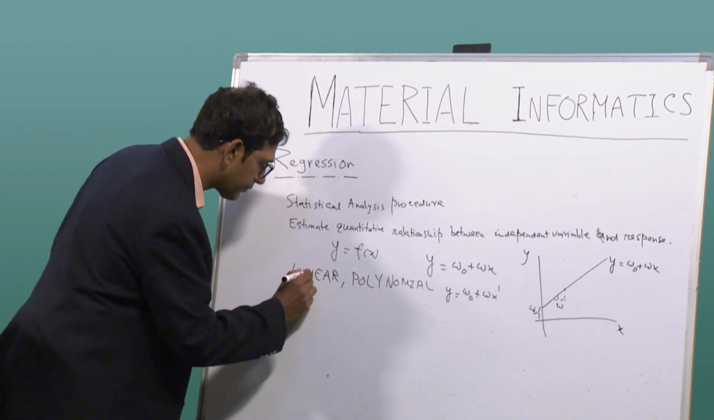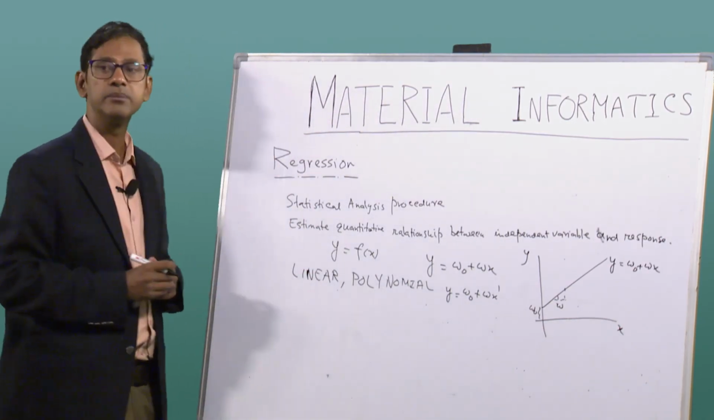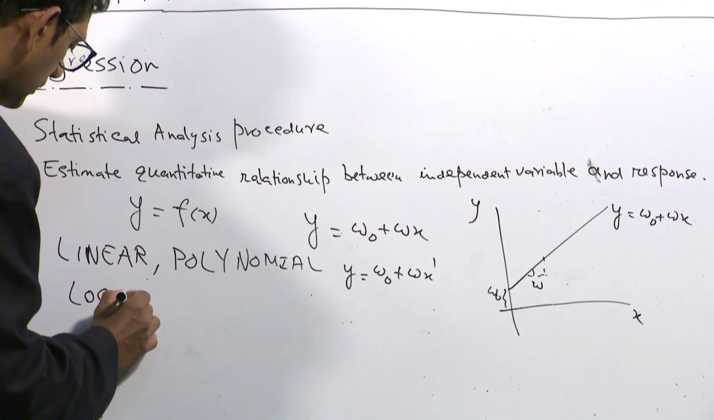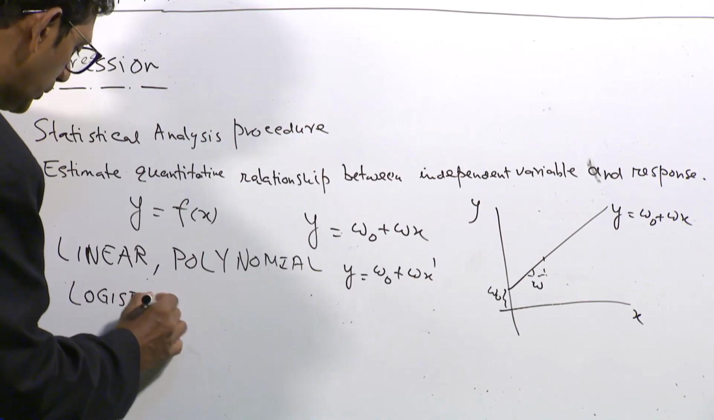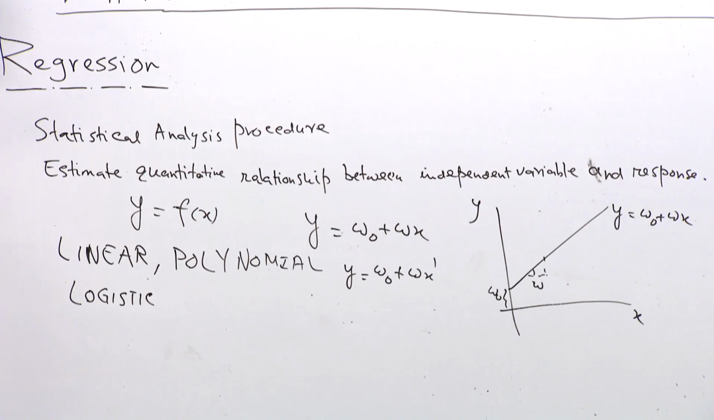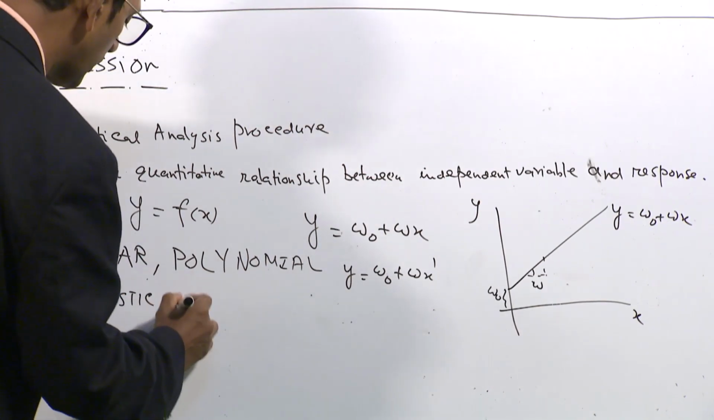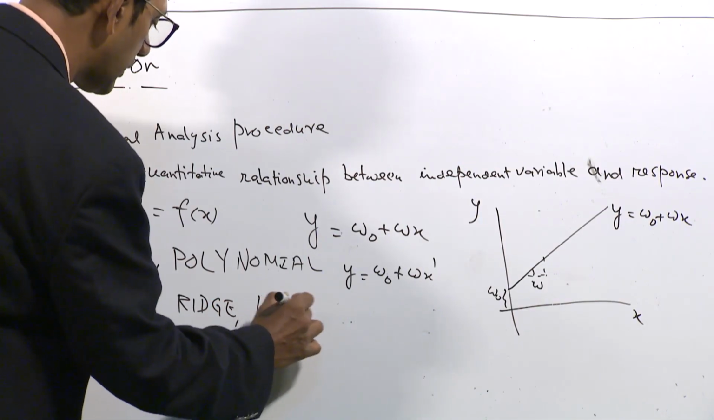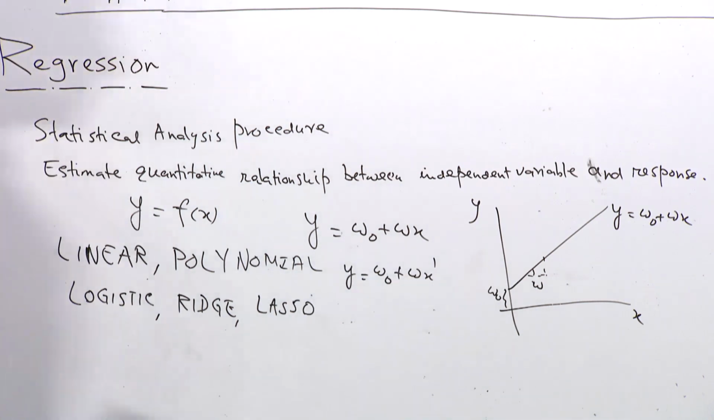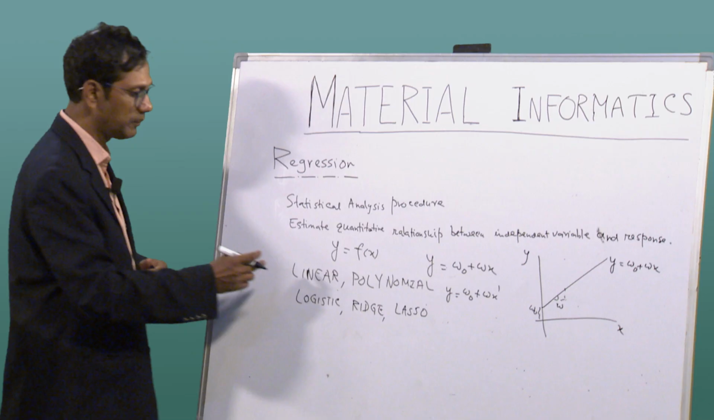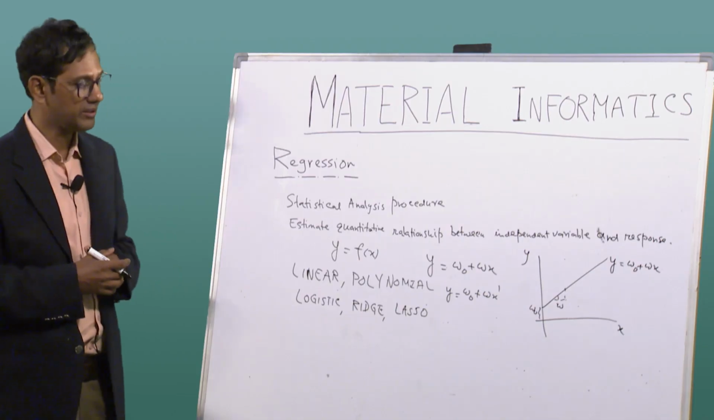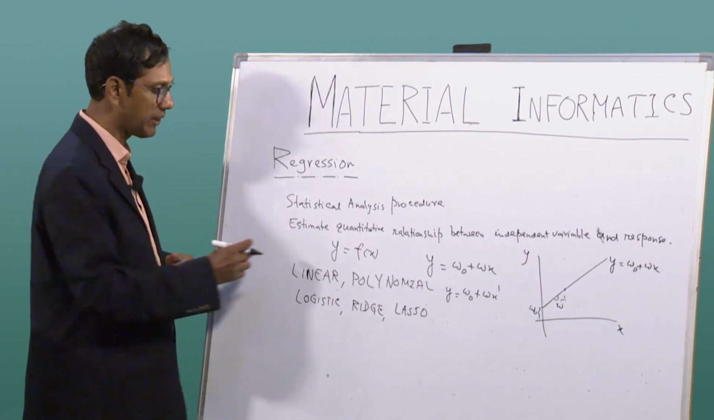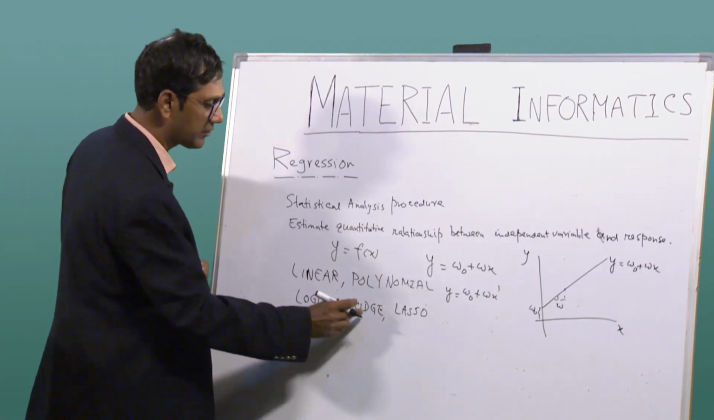So, you can also have other kinds of regression analysis. One is called logistic regression, which is used in yes or no cases. You can also have ridge regression, and then you can have lasso regression. We will talk about all these aspects in the next lecture. Today we will focus on linear and polynomial regression. I just wanted to give you different examples of regression techniques available: linear, polynomial, logistic, ridge, lasso.